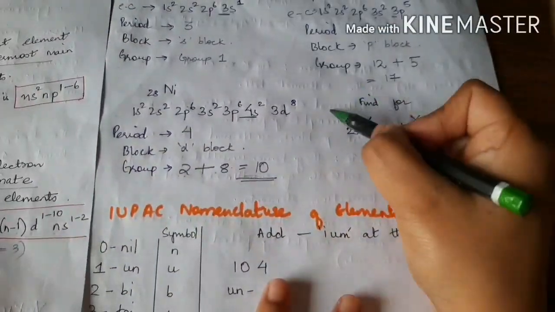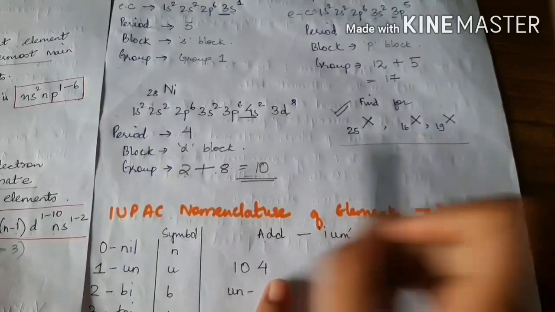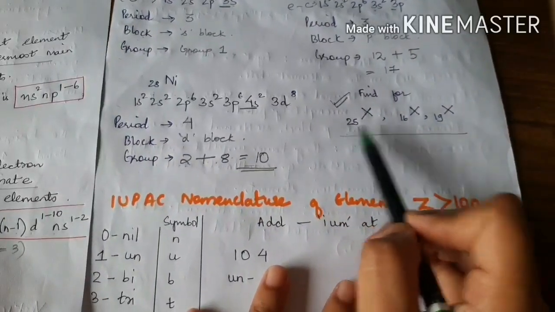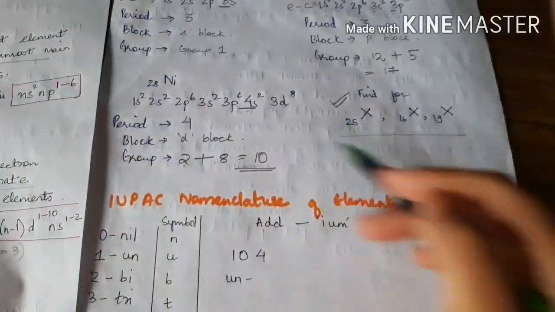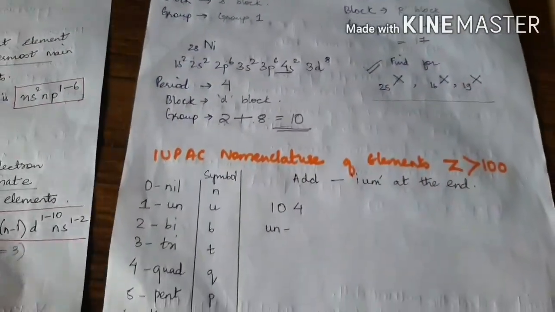So I've given you homework. Do this one. If you're given the atomic numbers 25, 16, and 19, find out the period, block, and the group for these elements.